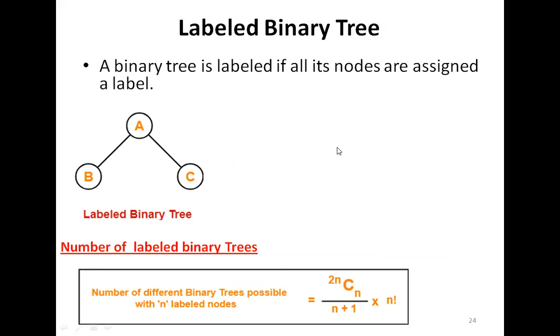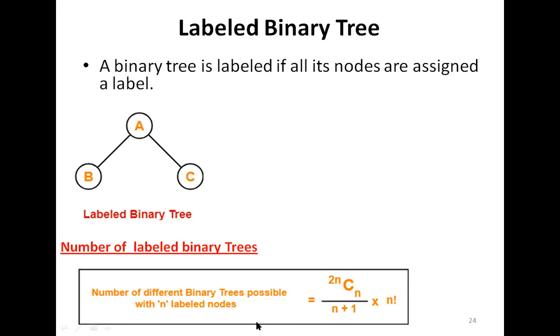The next is the labeled binary tree. In this case, all the nodes are assigned a label. For example, you see this is a tree, it is having 3 nodes, and all the nodes you can see here are assigned labels. Label means names are assigned. So this node is assigned label A, this node is assigned B, this node is assigned C, right?